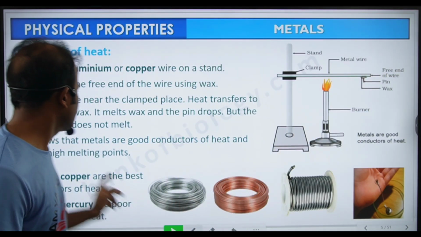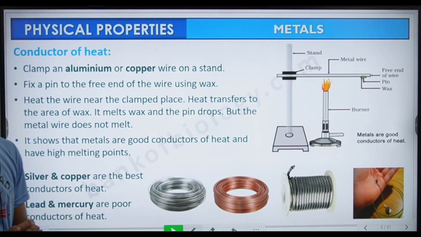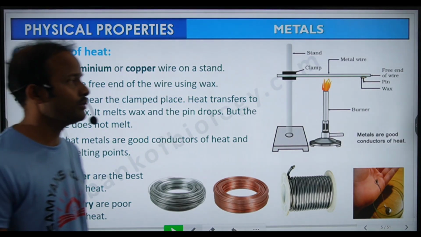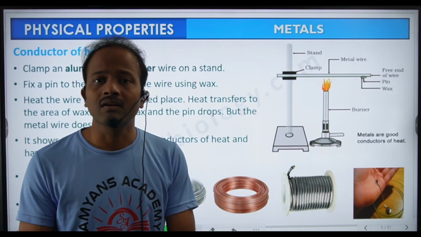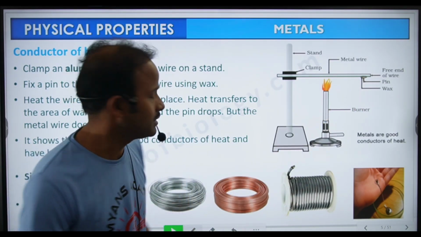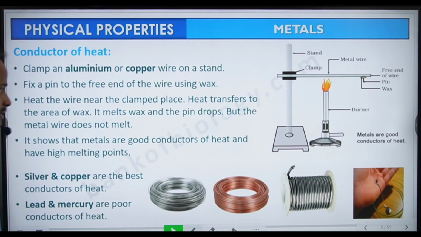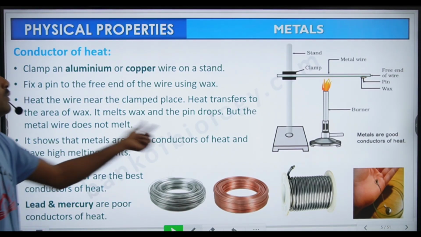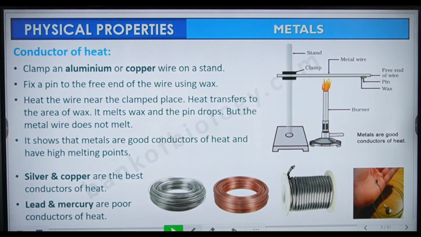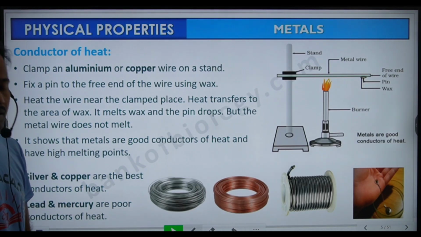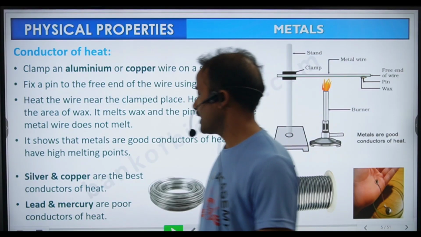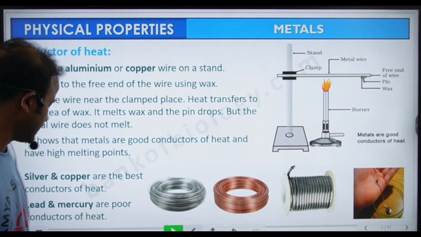Is it clear? This shows that metals are good conductors of heat, and also metals have a high melting point. How do you know? Because of the heat the wax gets melted, but the aluminum metal does not melt. So by using this activity we can know that metals are good conductors of heat, and also they have a high melting point. Silver and copper are the best conductors of heat, while lead and mercury are poor conductors of heat. So what is the exception case here? Lead and mercury are poor conductors of heat.